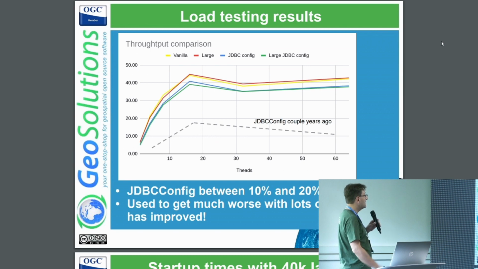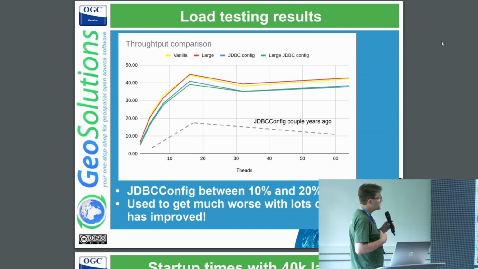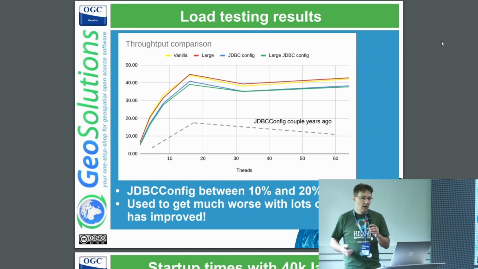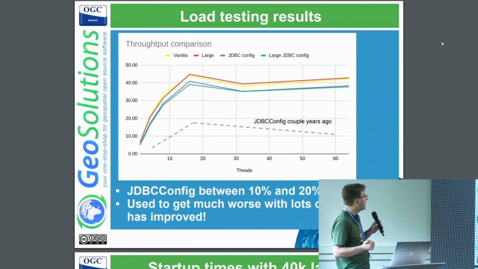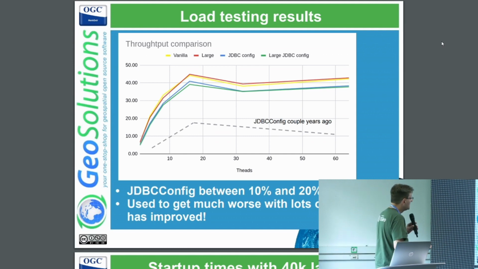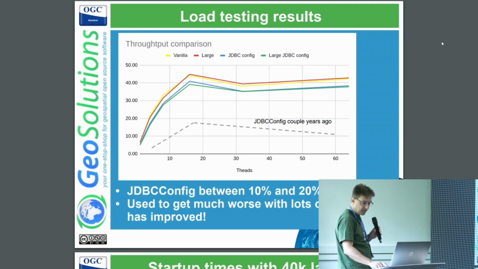This is the result. JDBC config is typically between 10 and 20% slower than vanilla, which is, in my experience, a great improvement, because when I tested it 2 years ago, it was a lot slower when there were many layers. It was like 50% slower than the vanilla case a couple of years ago. So something changed that made it faster.